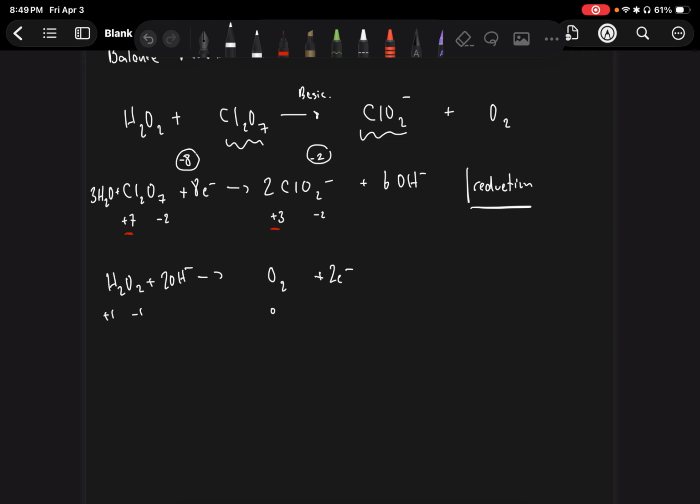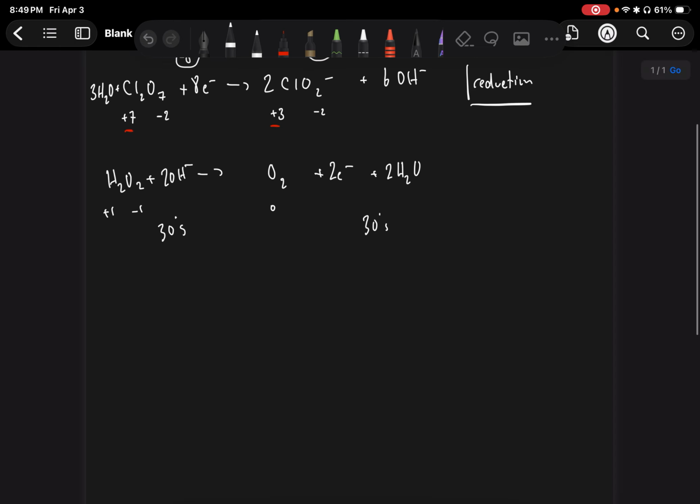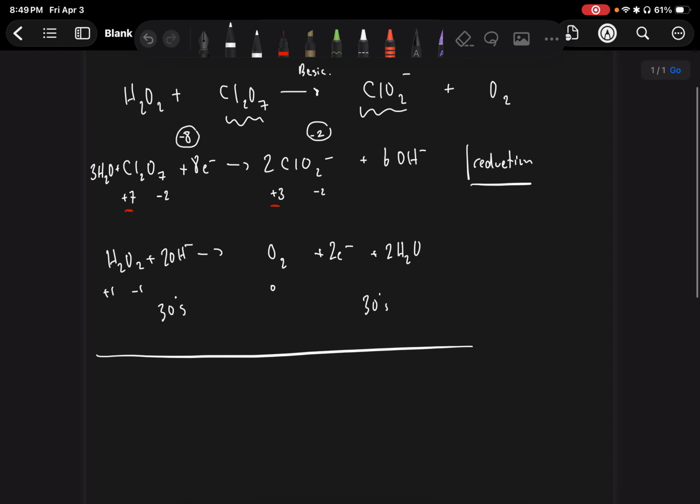So we need to balance the hydrogens. We got 2 H's on the left, plus another 2, which is 4. 4 divided by 2 is 2, so 2 H2Os. Now, we could check if we are right by checking if the oxygens are the same. So we have 3 O's on this side, and we have 3 O's on this side. Therefore, we are balanced.